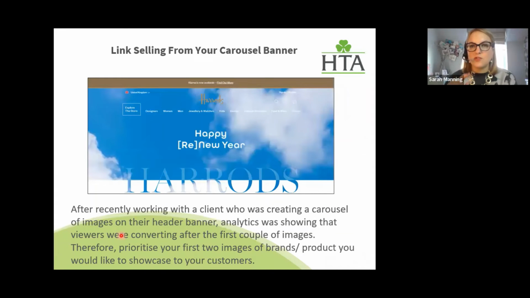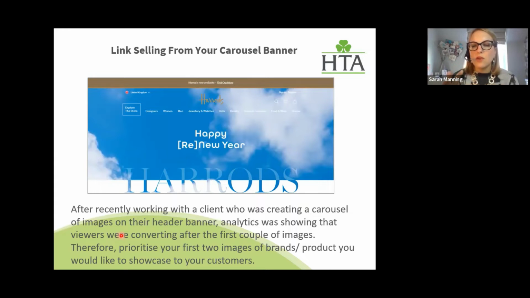What I would like to do is just come to this point, and then we'll come back to how we can convert sales from the header banner to the product. But I just wanted to point out, this is a screenshot of Harrods. Harrods have their top header banner working as a carousel. A lot of clients I've worked with, if they're a smaller client, use just a header banner which is more static and keeps in place. You can usually interact from that header banner, which we'll talk about. And then I work with other clients who will use their header banner as a carousel.